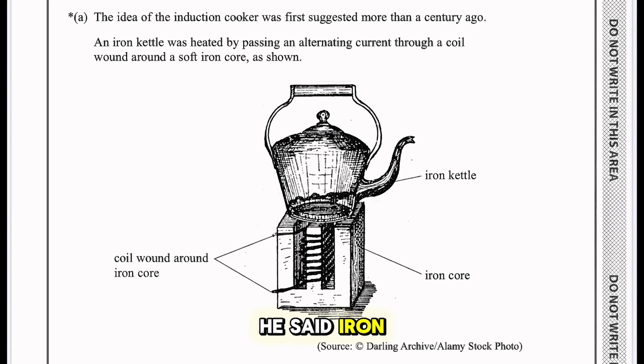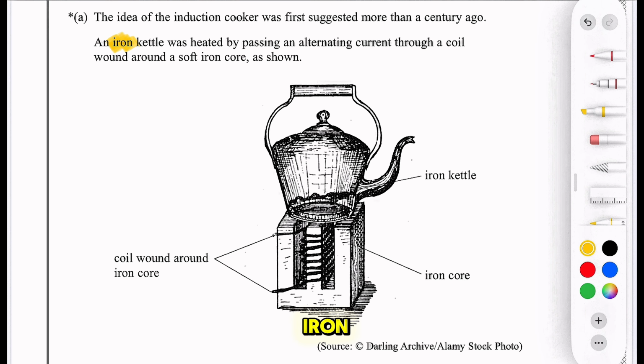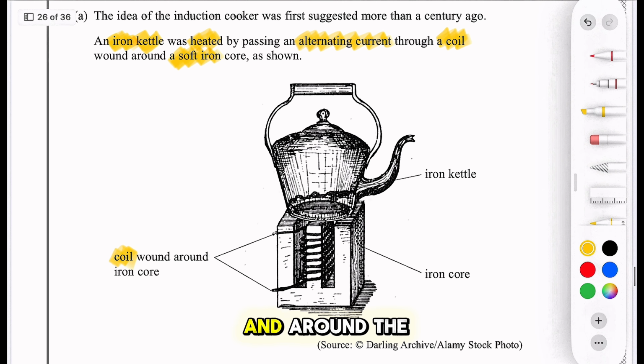He said iron kettle. Highlight the keywords: iron, good conductor, heated, and alternating current through the coil. We have a coil. We have alternating current. You might think about the magnetic field. Oh wow, soft iron, easy to magnetize. The coil here is around the iron core. Where is the iron core? This one, the highlighted one.